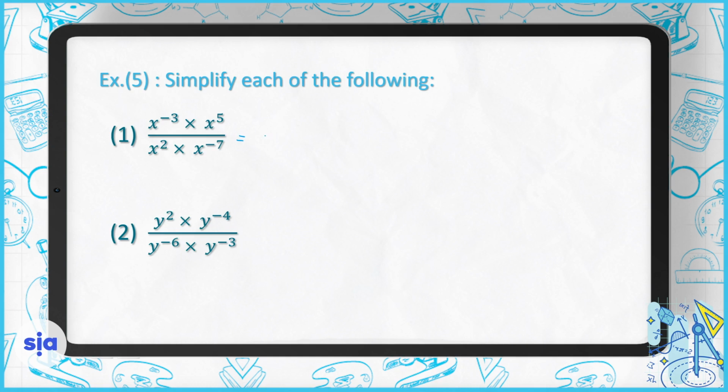Exercise number 5, simplify each of the following. Here, they're all having the same base in the numerator, so it's x to the power of negative 3 plus 5, divided by the denominator, which is 2 plus negative 7. If you simplify the numerator, it would be x to the power 2, and the denominator will be x to the power of negative 5. When we divide, we subtract the powers, so it is 2 minus negative 5, which is 2 plus 5, so the result is x to the power of 7.